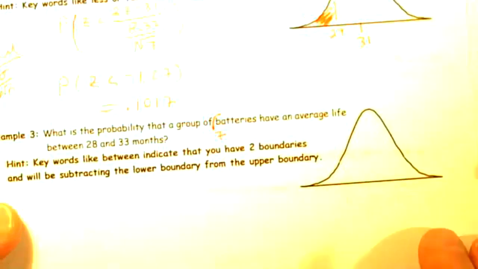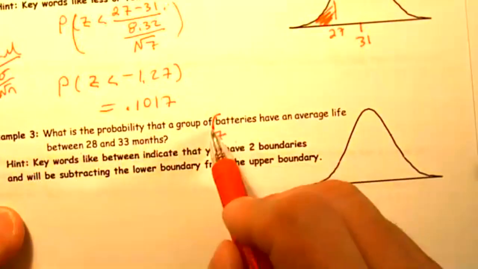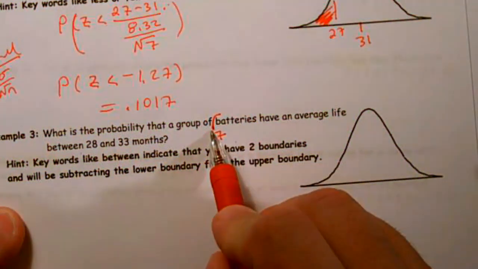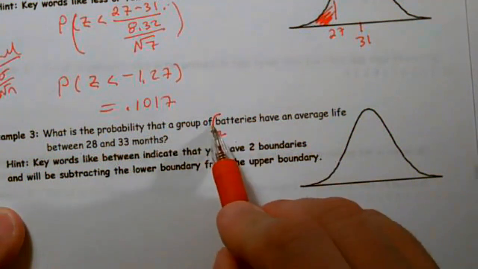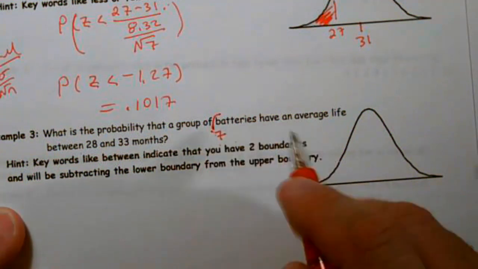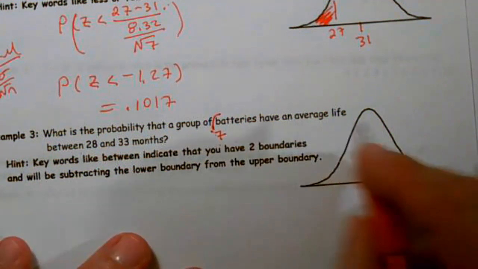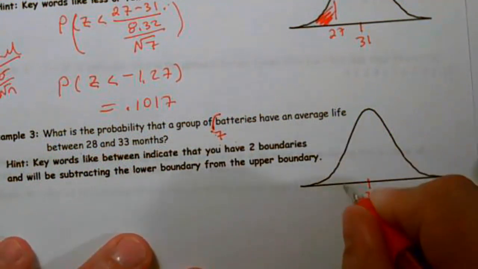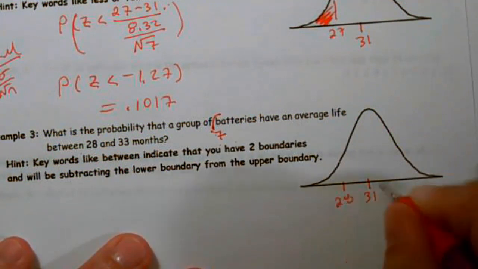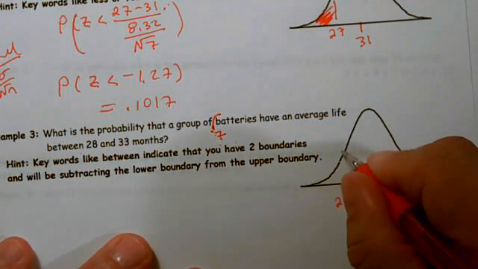What is the probability that a group, and yours doesn't have this, or it may not show up on yours because I don't think I made that correction, of 7 batteries, so I wanted 7 here, 7 batteries, have an average life between 28 and 33 months. Once again, our mean is 31. Here we're sitting at 28. And here we are at 33.